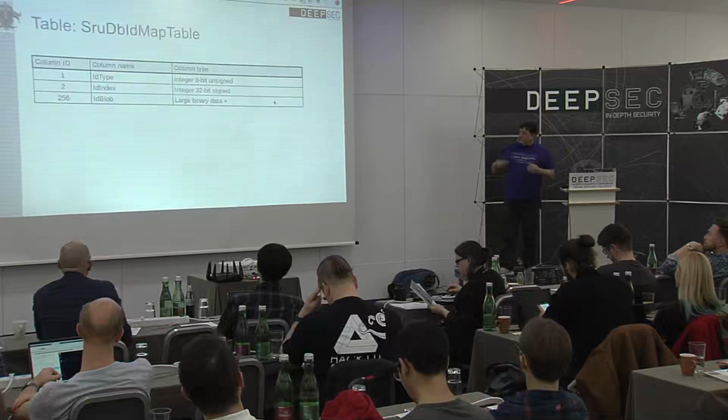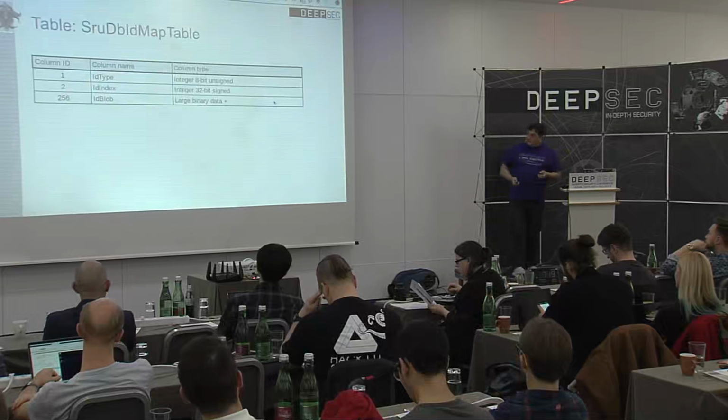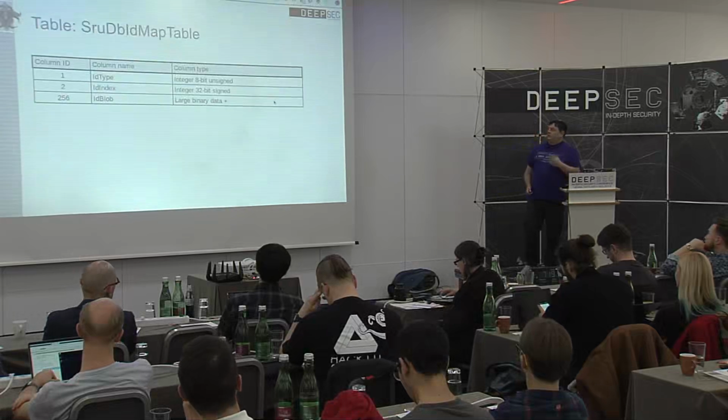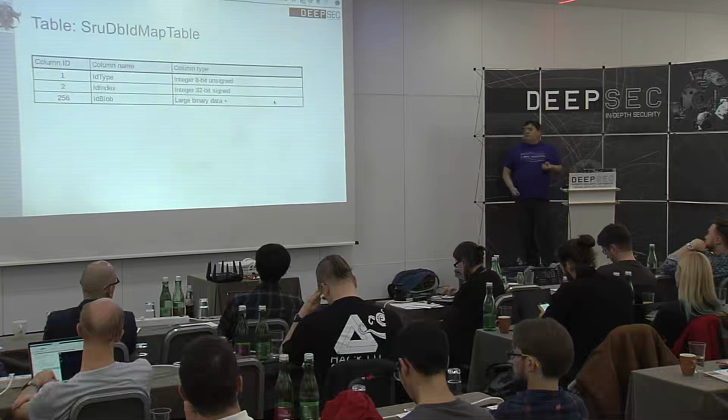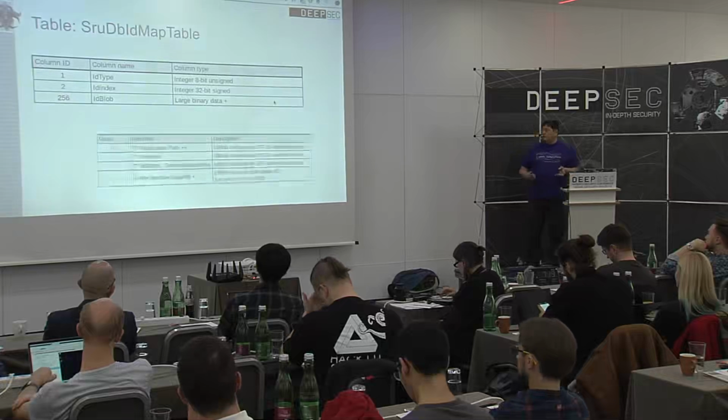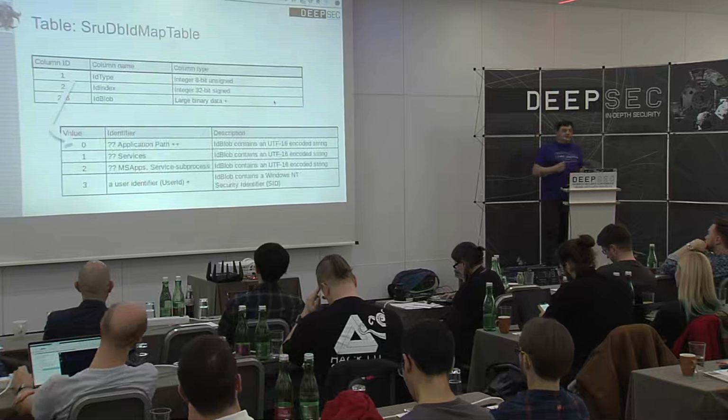So you've got an ID index, and an ID type, and a blob. The blob is basically your information. This is where it gets a bit annoying. Because it's just a large binary data blob, what Microsoft did is they decided that the ID type was going to describe the type of data that was formatted inside the blob.